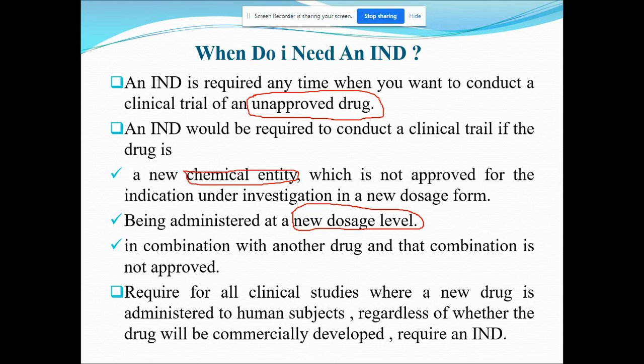जर का तुम्ही जे केमिकल मॉइटी ज्याच्यावर तुम्ही clinical study start करणार आहात, जर if it is a new chemical entity or a new chemical moiety, then you have to apply for the IND. If you are going to administer the drug product at the new dosage level, then you have to apply for the IND. If you are going to use a drug in the combination format and if that combination is not having the approval till up to that date, त्या तारखेपर्यंत जर का त्या कॉम्बिनेशनला अप्रुव्हल न असेल, then in that condition you have to apply for the IND.